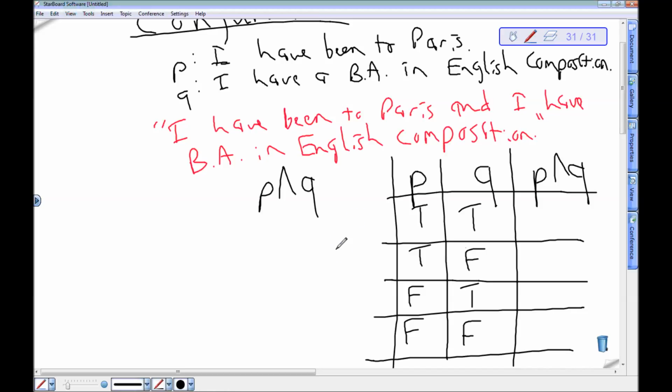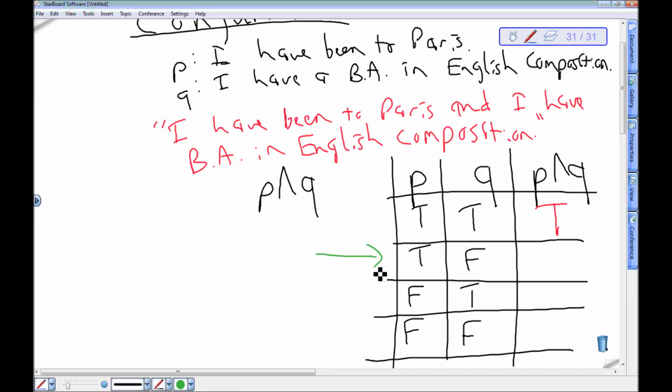If I come up to you at a party and say, I have been to Paris and I have a Bachelor of Arts in English composition, and those things are both true, then this overall statement should also be true. So if those are both true, then the and statement should be true. Okay, I don't think there's a big problem with that one.